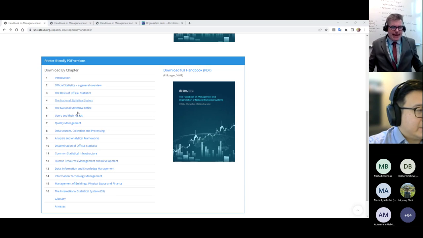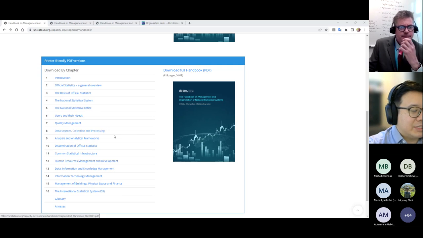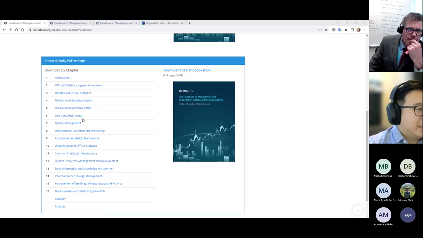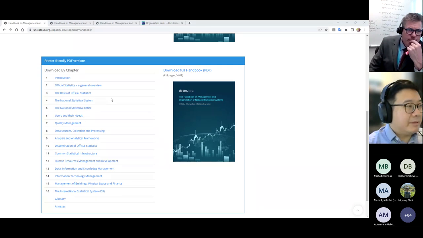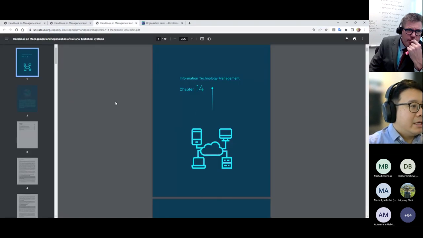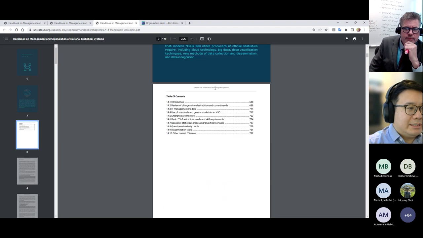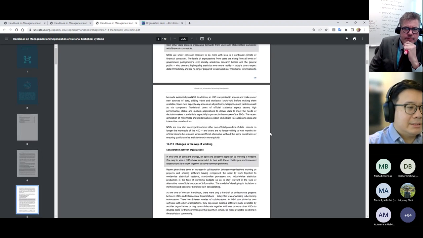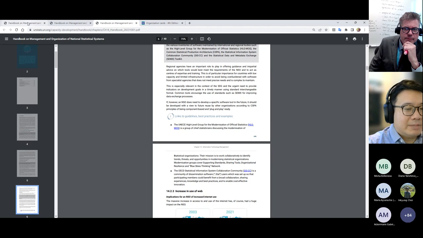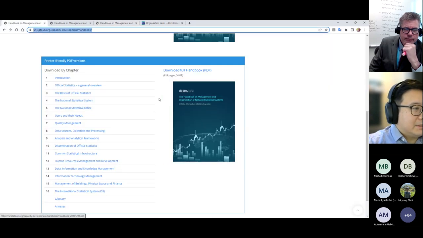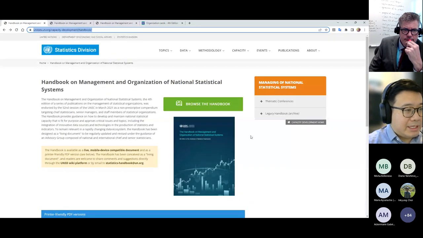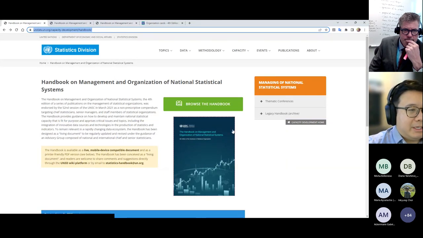So we have it available by chapter, and some of these chapters can act as standalone guides. This is, for example, chapter 14. Each has its own table of contents and the contents of the chapter, so you don't have to download the whole book. Then, I'll post the URL to this page later.